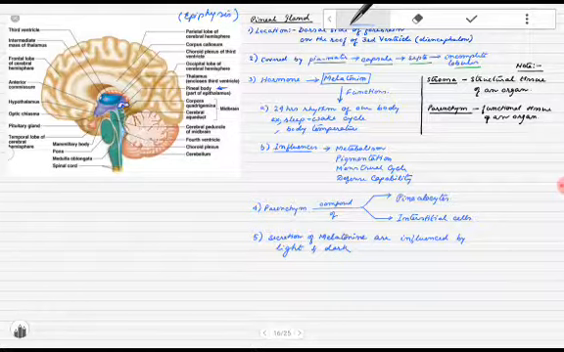Now we know the functional tissue of an organ is called parenchyma, and this parenchyma is composed of pinealocytes and interstitial cells. And one more thing, while studying parenchyma, the structural tissue of an organ is called stroma, and functional tissue of an organ is called parenchyma. This you must keep in mind.